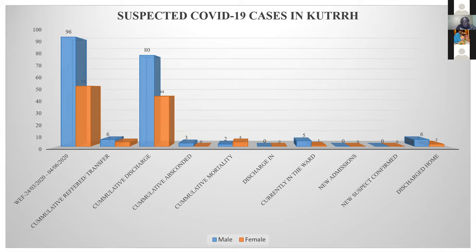So for the suspected cases, up to today, from the 24th of March, we had admitted about 149 in total, and 10 of them transferred on request or to seek other services. Then we have managed to discharge about 124. So the current patients in the ward who are suspected COVID-19 awaiting test results are about 6.